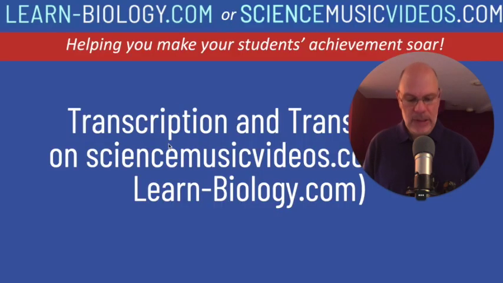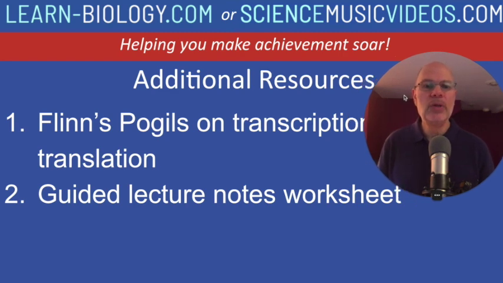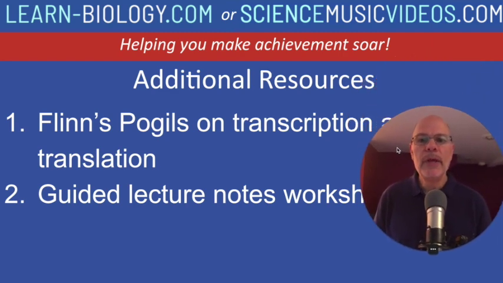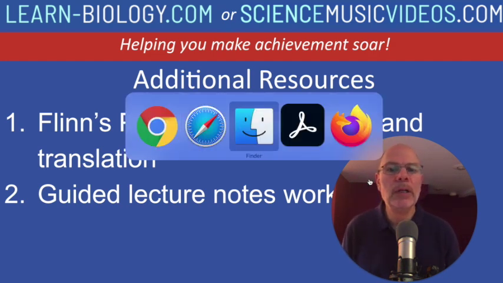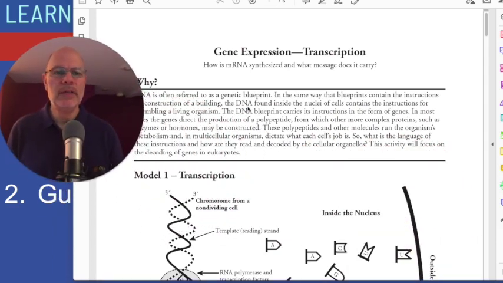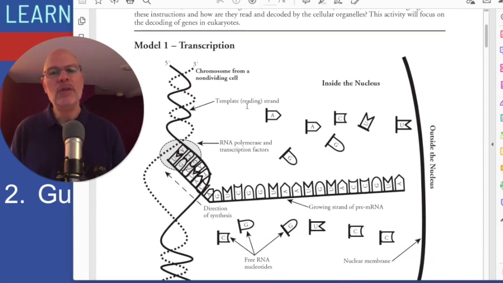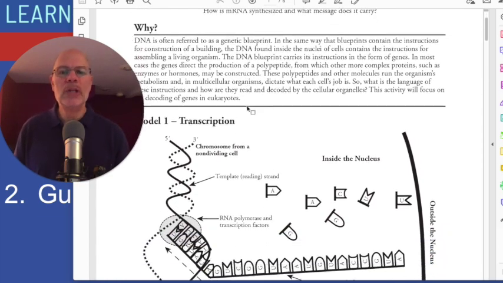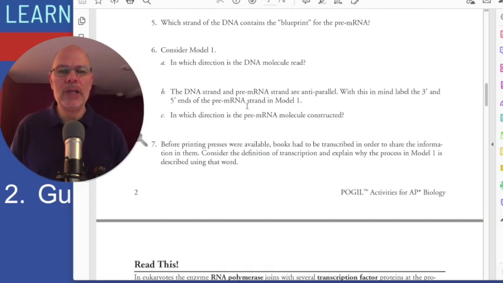And to end, let's just go back here. There's a couple of additional things. For one thing, Flinn has two really good POGILs about transcription and translation. I think I've got one up here. Yeah, there we are. So Flinn Scientific, they have these great worksheets called POGILs. And actually, if you do this POGIL about transcription, it has these models. Your students answer questions about them.